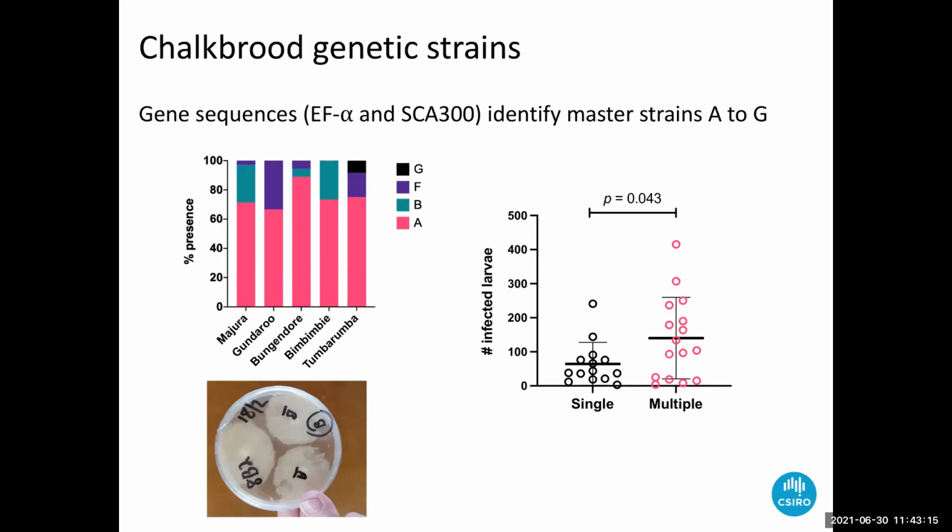What we found in these colonies was consistent with Jody's work, where strain A is definitely the most common strain in Australia, and we found strains B, F, and G in less than 20% of the samples. We also observed that colonies with higher infection levels were typically infected by multiple strains. This could be that there's just more opportunity to detect these less common strains, but it could also be that these other strains are more likely to cause severe infections.